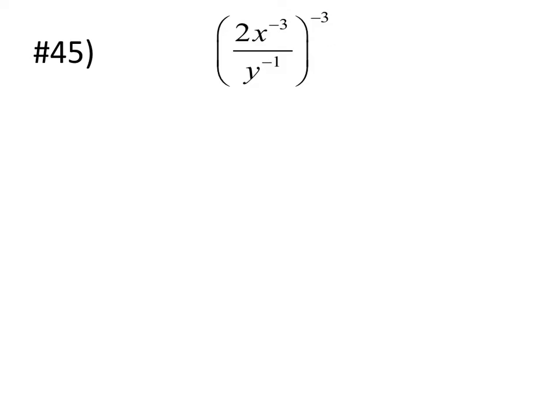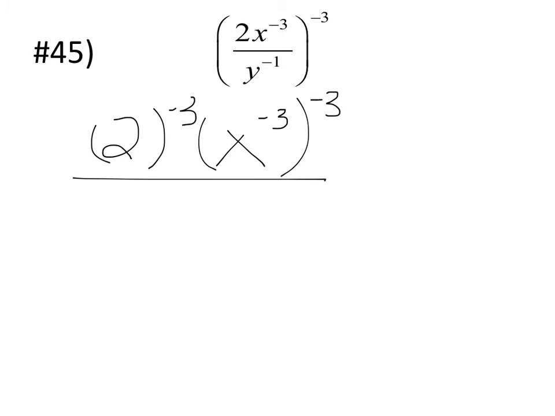Okay. So now, because we have so many negative exponents, I think our best bet here would be to go ahead and multiply the negative 3 to everything first. But make sure you also give it to the 2. So we're going to say 2 to the negative 3, x to the negative 3 to the negative 3, y to the negative 1 to the negative 3. So we have 2 to the negative 3.